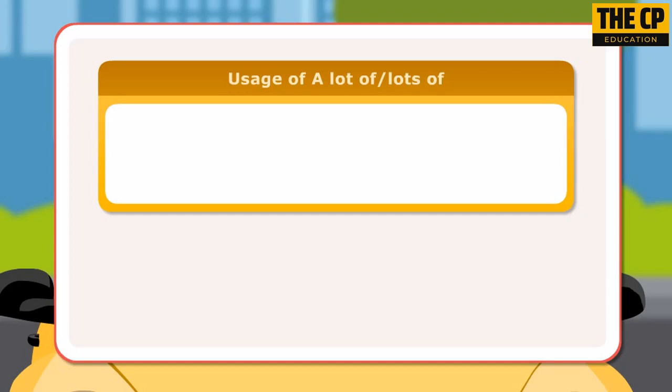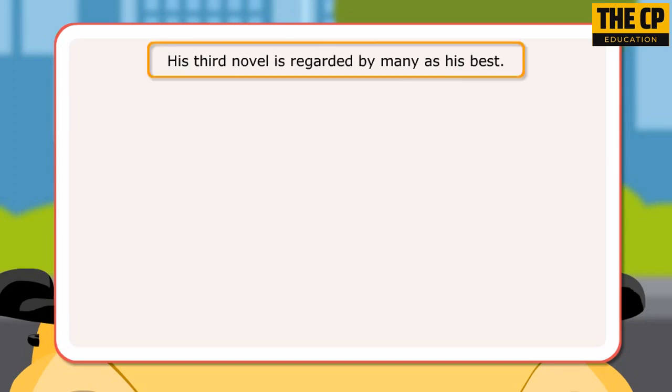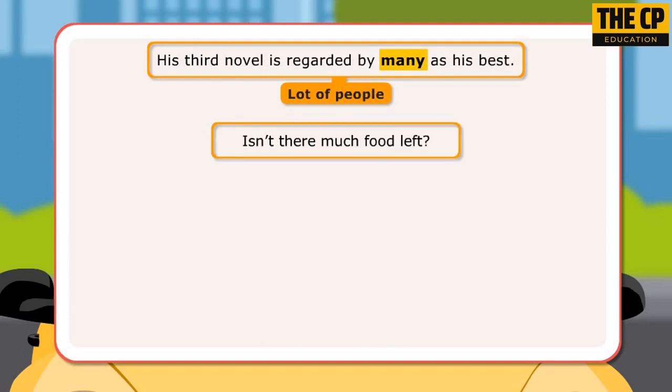Usage of a lot of, lots of. A lot of and lots of can both be used with plural countable nouns and with singular uncountable nouns for affirmatives, negatives and questions. Let us look at a few examples. His third novel is regarded by many as his best. In this sentence, many denotes a lot of people. Isn't there much food left? Here, much denotes a small quantity.